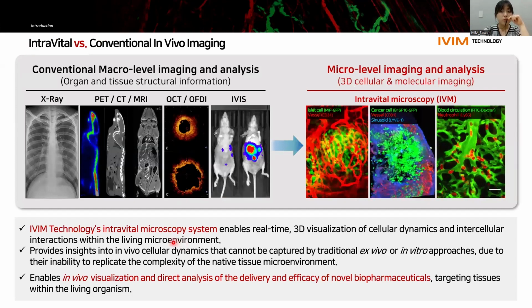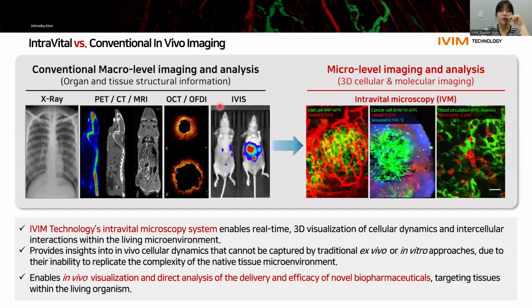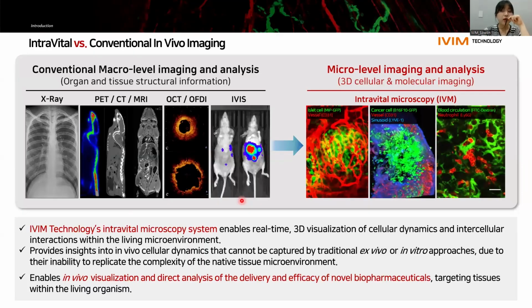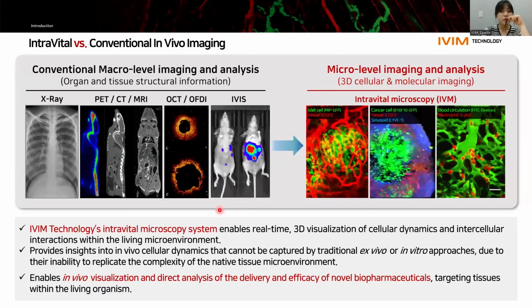Conventional in vivo imaging devices such as X-ray, PET, MRI, or IVIS provide valuable whole body or organ level information, but they are limited to static snapshots or relatively coarse temporal resolution. They can show overall cell or drug distribution, but not the continuous, dynamic process taking place in real time.